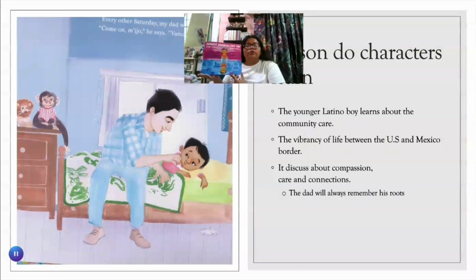What lessons do characters learn? Characters learn to embrace and accept their bicultural identities, understanding that they can belong to both cultures without having to choose one over the other.